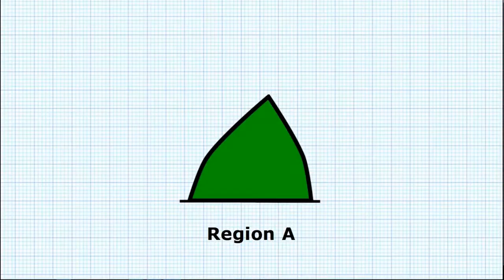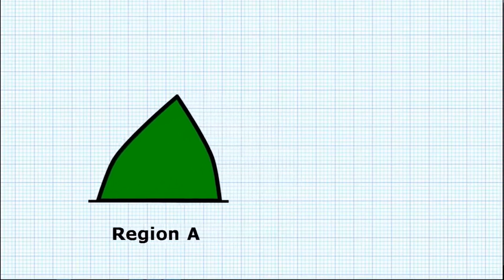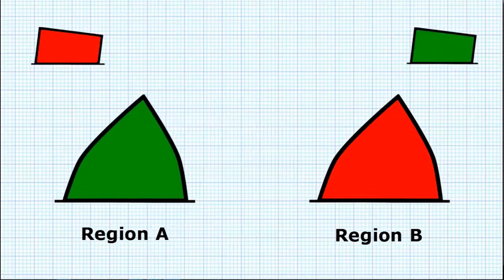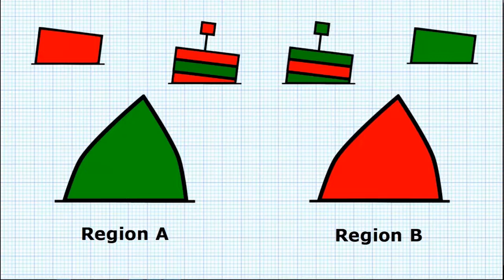Let's take this starboard lateral mark in region A. If we swapped over to region B, the only difference would be that it would be red. The same would apply to the port lateral marks, and even the preferred channel marks.